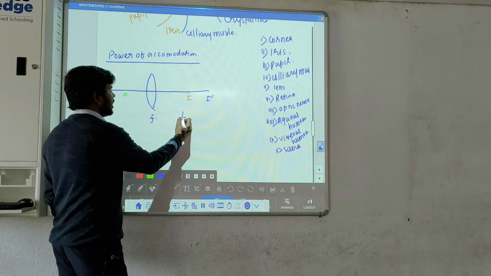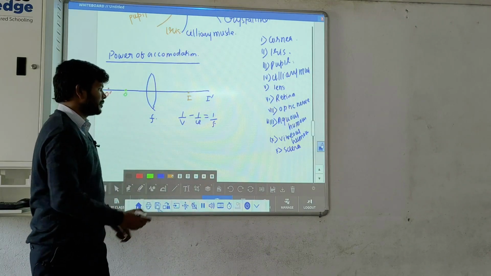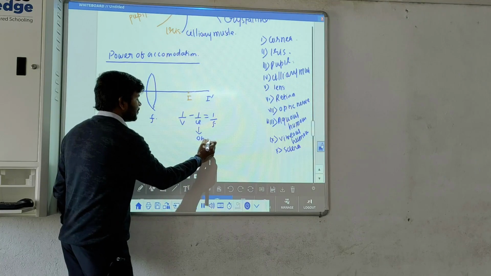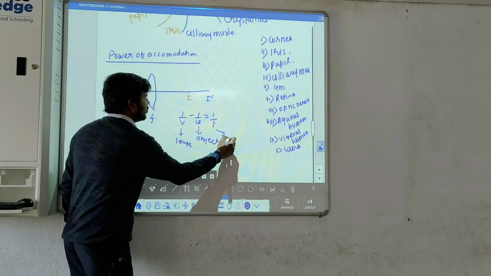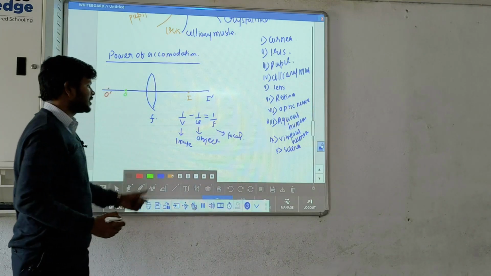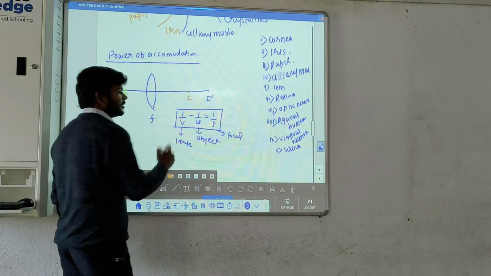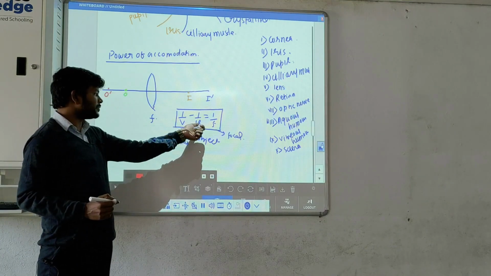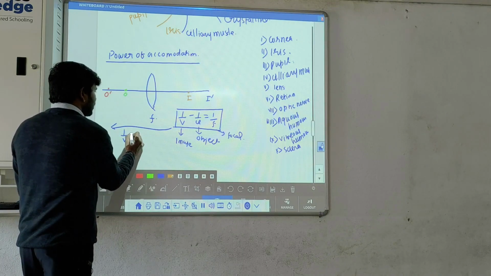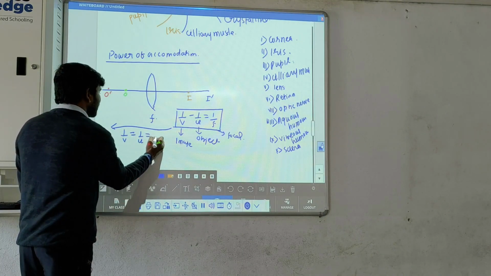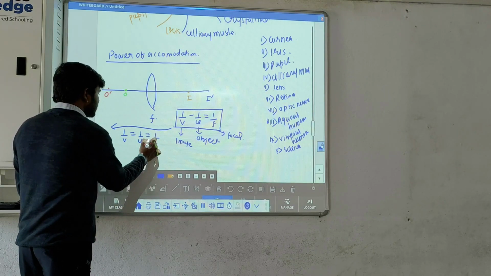The formula is 1 by v minus 1 by u is equal to 1 by f. This gives the relationship between u, the object distance, v, the image distance, and f, the focal length of the lens. So the relationship between object distance, image distance and focal length of a lens is known as the lens formula. Once you change the object distance, the image distance will also change. Rearranging this equation, 1 by v is equal to 1 by u plus 1 by f.